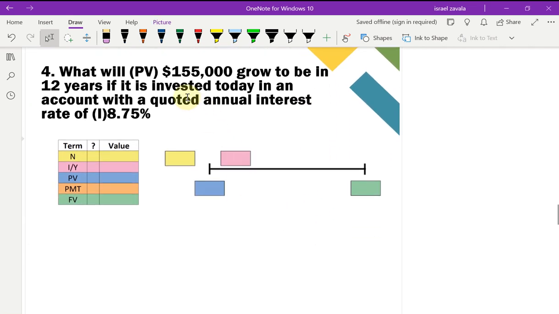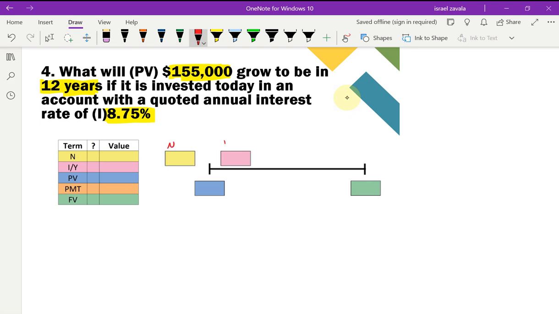A whole other question, number 4. Again, let's grab our highlighter. What will, very similar, right? $155,000 grow to be in 12 years if it is invested today in an account with a quoted annual interest rate of 8.75%. You guys can pause this here and try it on your own, and then just follow along and see if you got the right answer, right? Okay, I'm going to go ahead and start. Pause it if you'd like.